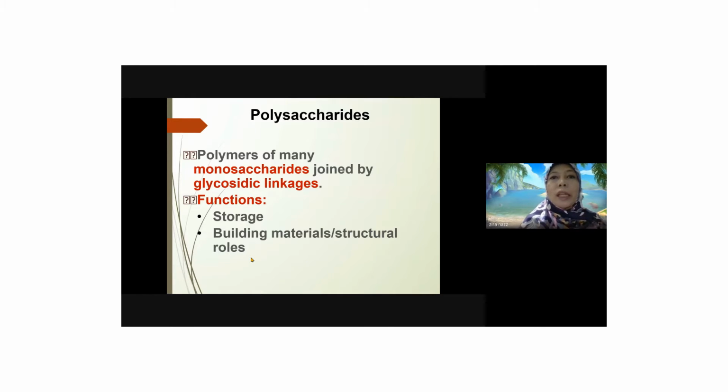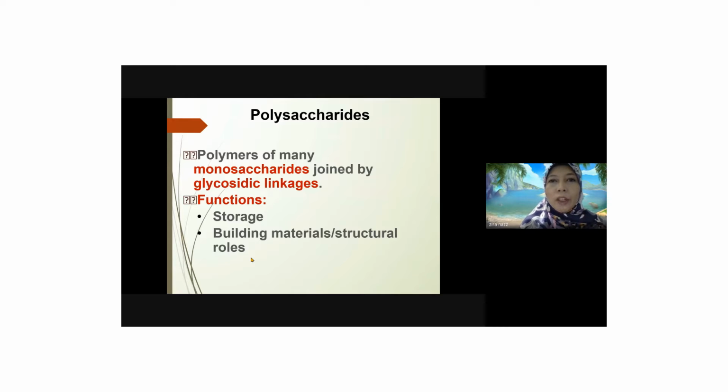So what is the monomer for both? Take a look again. This is storage. What is the monomer for starch and glycogen? Alpha glucose. Yeah, alpha glucose.